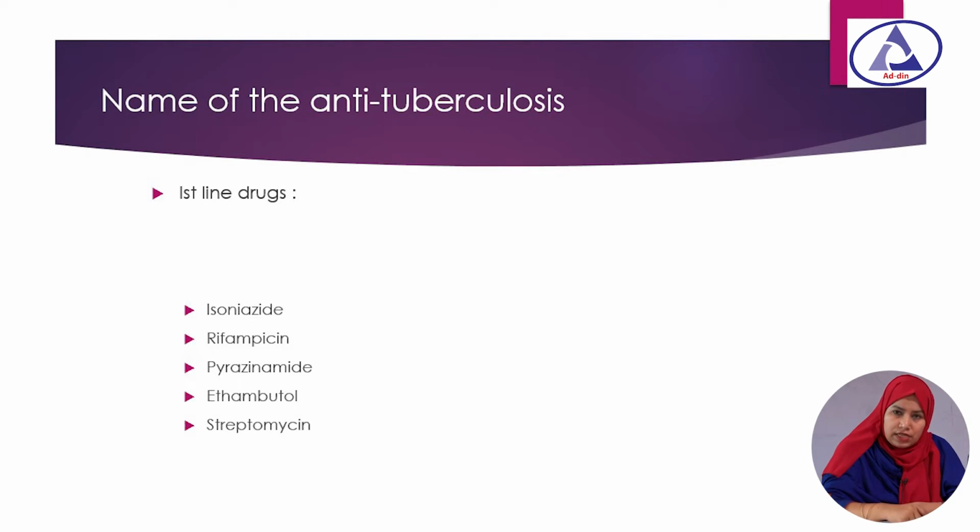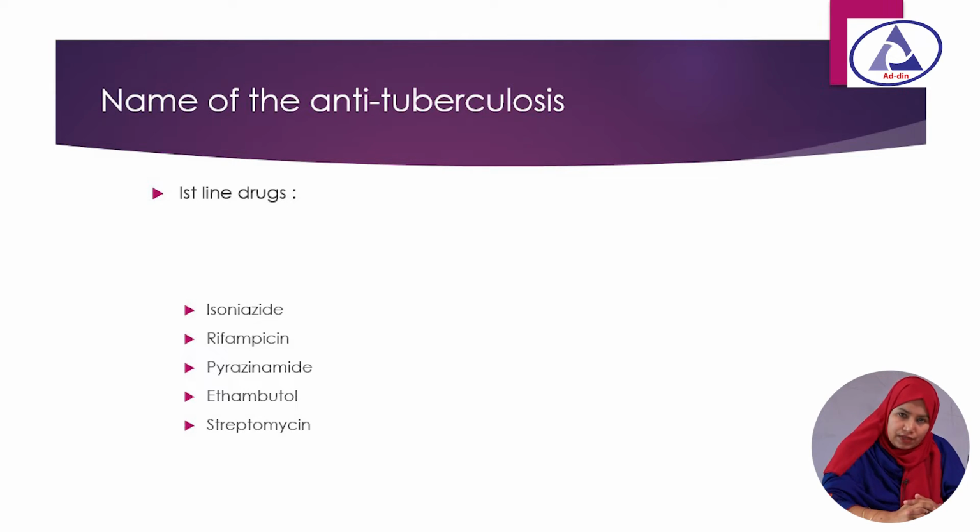At first you will say isoniazid, then rifampicin, then pyrazinamide, then ethambutol, and lastly streptomycin. Streptomycin, you have already read about this drug. It is an antibiotic, and it should be given parenterally. It is not given orally, so it is not included in the 6-month regimen. The other drugs, isoniazid, rifampicin, pyrazinamide and ethambutol, can be given orally.